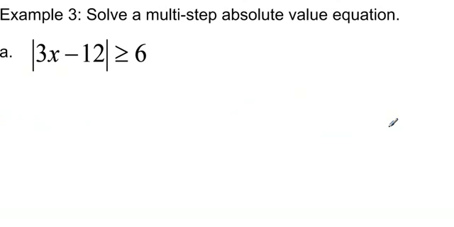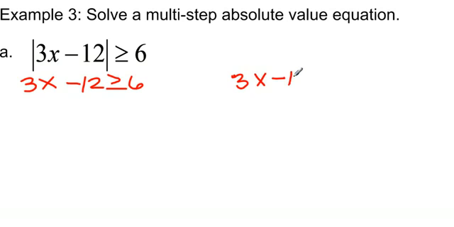Let's try one that's a little more challenging. Okay, so the first thing I would do is I would look at my symbol. Okay, I've got a greater than sign here. That means I'm solving a union of two inequalities. Case 1, 3x minus 12 is greater than or equal to 6. Basically the original problem. Case 2, 3x minus 12. Now, this is our negative case, so we're going to reverse the sign: is less than or equal to negative 6. You're reversing the symbol and the number on the right side here.